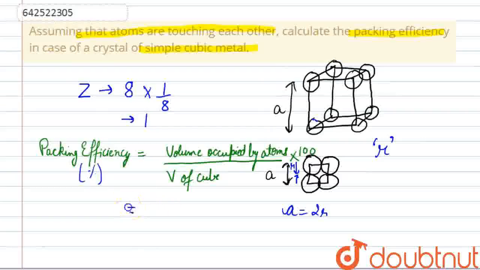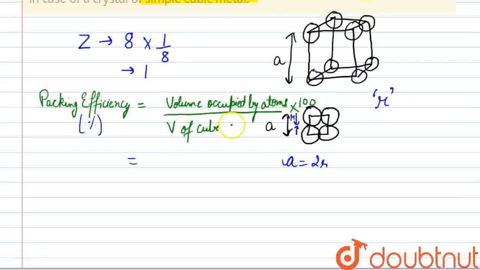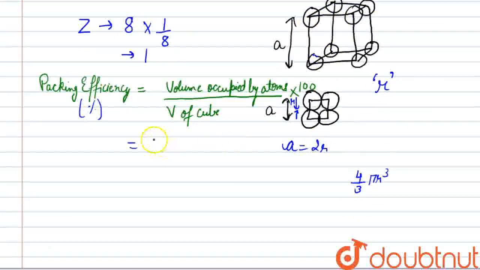Now we will write the volume occupied by the atoms. To calculate the volume occupied by atoms, we know that the atoms are in the form of spheres, and the sphere has the volume 4 by 3 pi r cube. So there are Z atoms associated with this unit cell, so it will be Z into the volume of sphere, that is 4 by 3 pi r cube, divided by the volume of cube. Now what will we take as the volume of cube? The side is given as A, so we will take it as A cube, that is side cube.